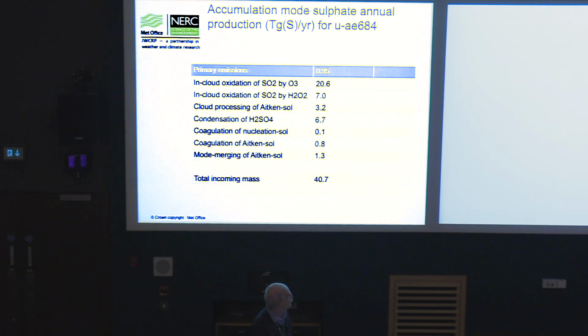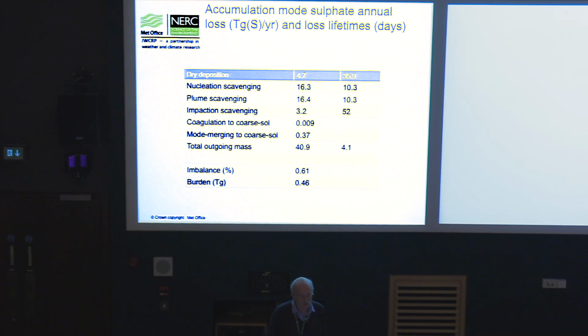And just go through what happens. I've chosen accumulation mode sulfate. So this is annual production. There's a little bit of primary emissions, but in-cloud oxidation of SO2 dominates the sources, and there are some minor sources from other modes essentially. But when it comes to the loss, dry deposition is a minor term, and nucleation and plume scavenging make up about 80% of that loss.